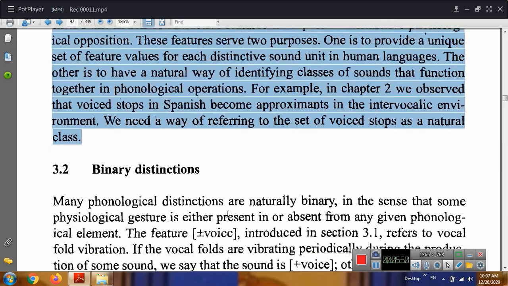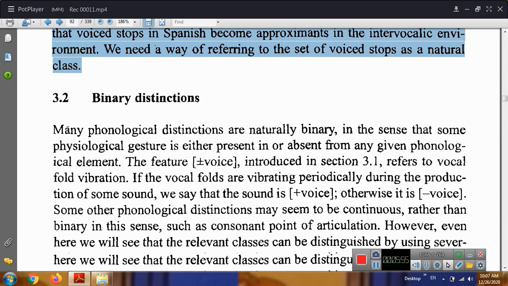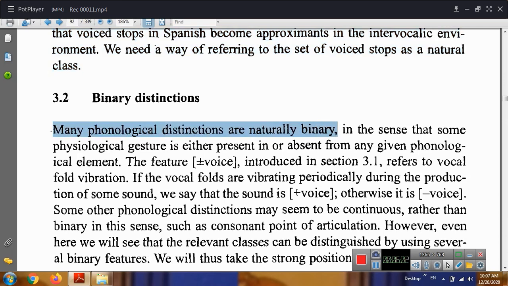But what are binary distinctions? Many phonological distinctions are naturally binary. We have minus and plus. Many phonological distinctions are naturally binary, in the sense that some phonetic gesture is either present in or absent from any given phonological element, plus or minus.